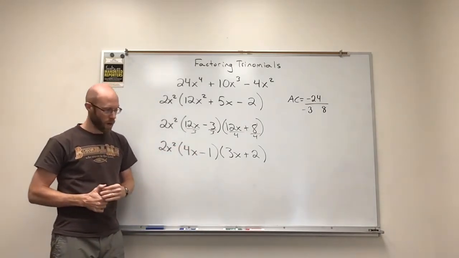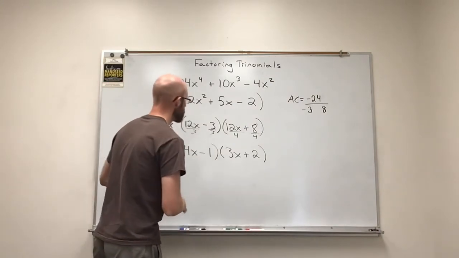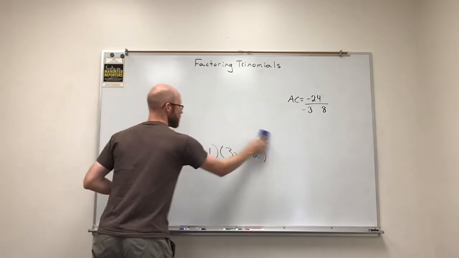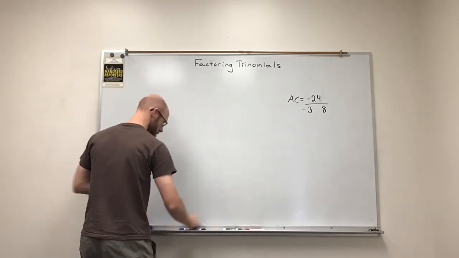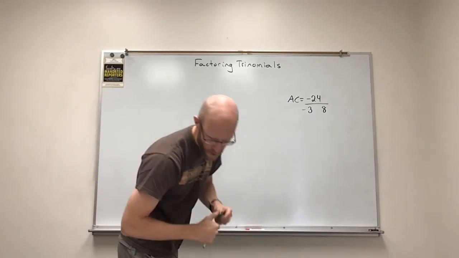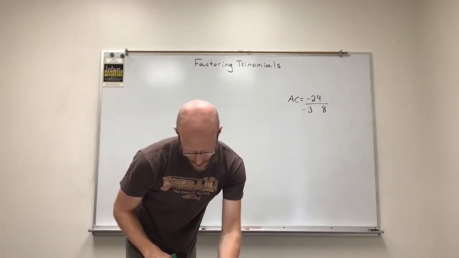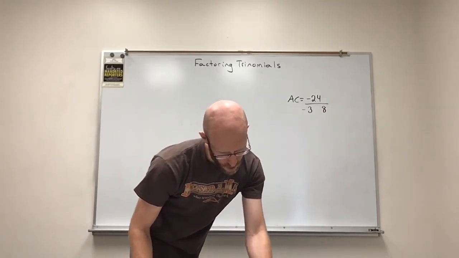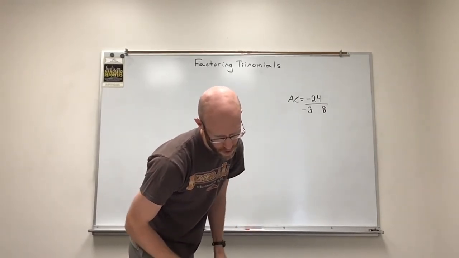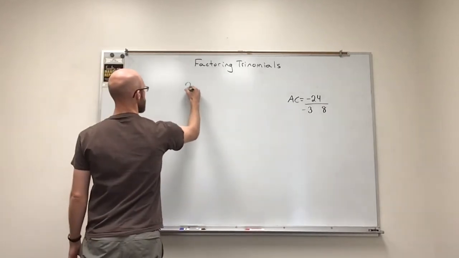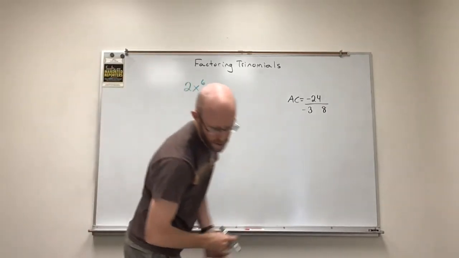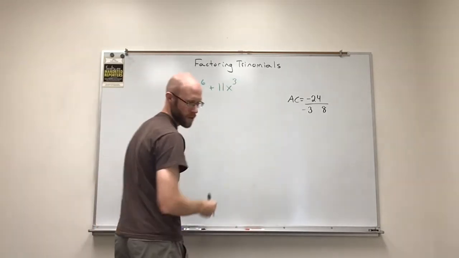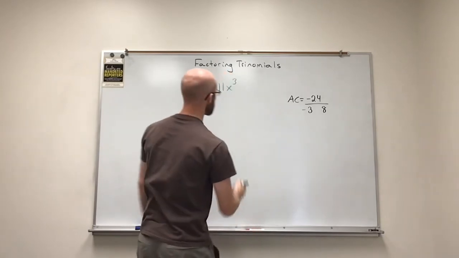Okay. Let's try one more example. This one's going to be a little bit different. Let's try that one. Let's do 2x to the 6th plus 11x cubed plus 15.